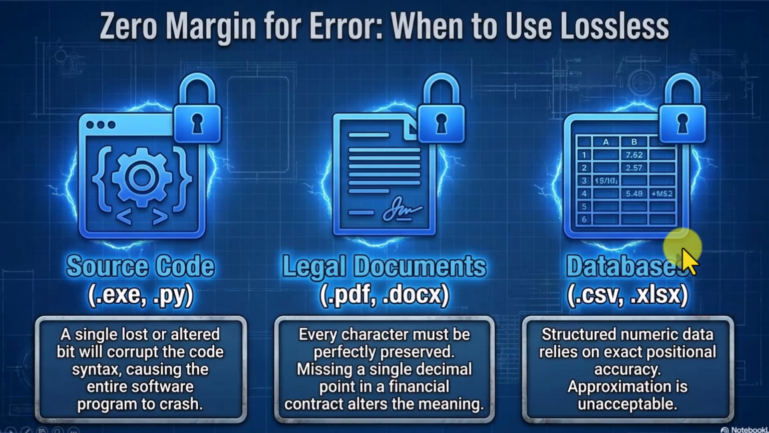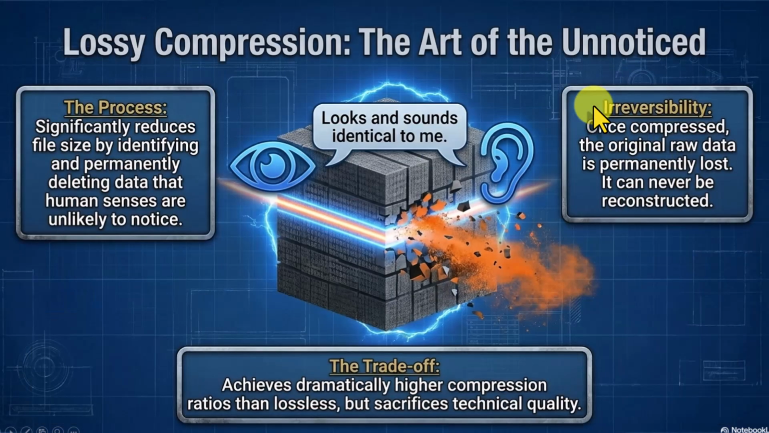And in databases, where we need exact and very accurate calculations, we have to use lossless compression, because if we lose anything, our result will be wrong, or it will be an approximation, which is not acceptable in financial contracts or in any kind of database. So there are some examples where we can use lossless compression.